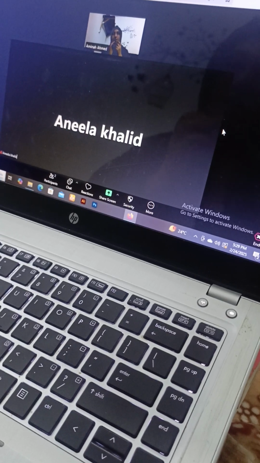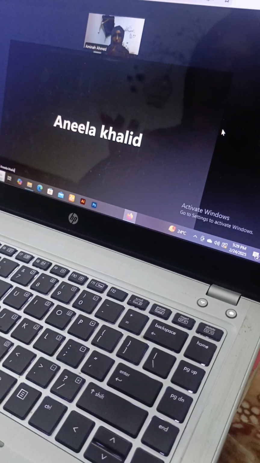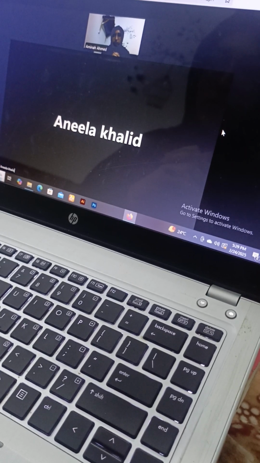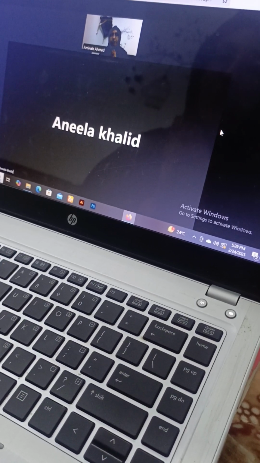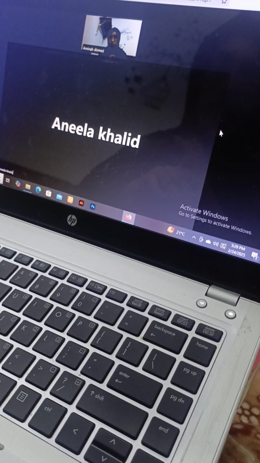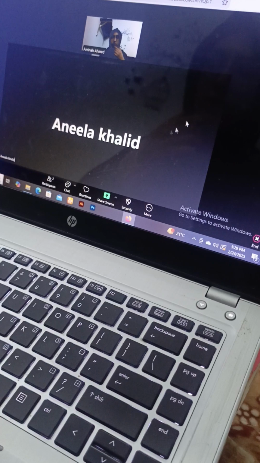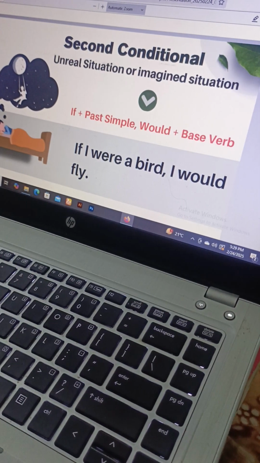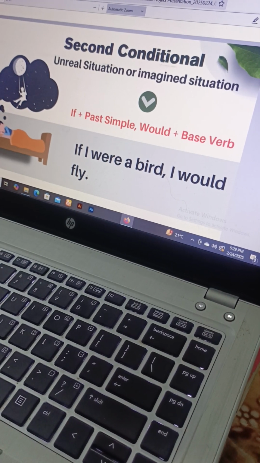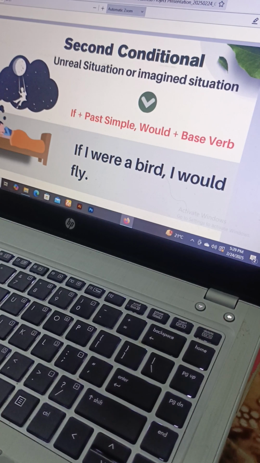Okay, so I was saying that we normally use was with I, right? I was doing my homework. But in conditionals, we use were with I. We don't use was. That happens in conditionals. So, if I were a bird, I would fly. So we know this is the formula. You will note that down and we'll practice that later, right?